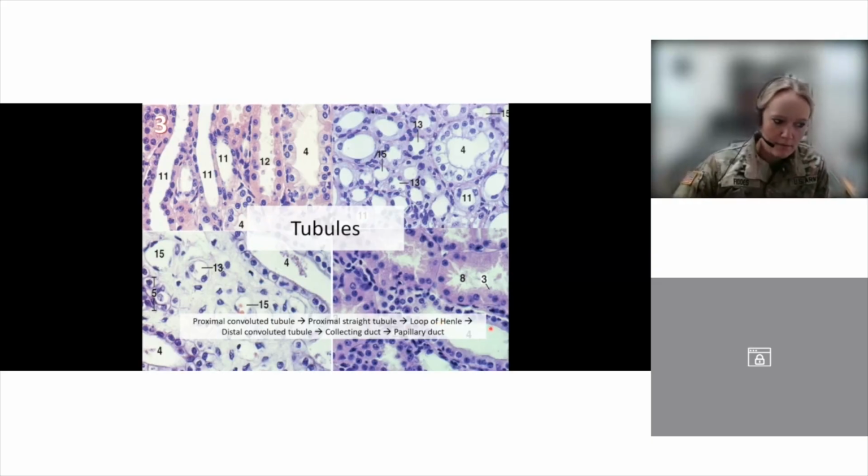Remember, long loops of Henle for animals that really need to concentrate their urine. From there, it goes to the distal convoluted tubule, to the collecting duct, and then to the papillary duct, out to either one of the calyces if it's a multilobar kidney, or to that renal pelvis if it's something like a dog.